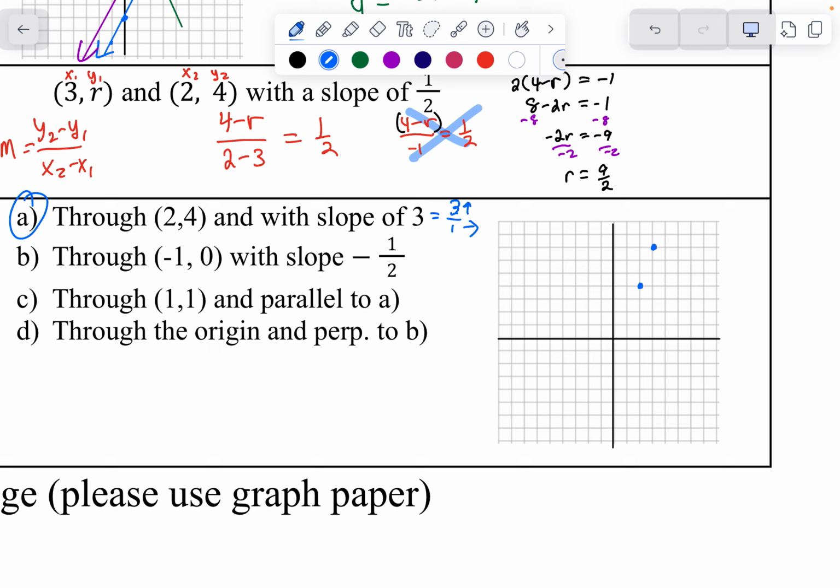In B, we have a starting point at -1, 0. That is on the x-axis, that's the x-intercept for that line. Now this time, with a slope of -1/2, you can either go down 1 and to the right 2, or you can go up 1 and to the left 2. That also works. I'm going to go down 1 to the right 2. But once you can see the path it's taken, you can go in the opposite direction too. So that's what our second line looks like.